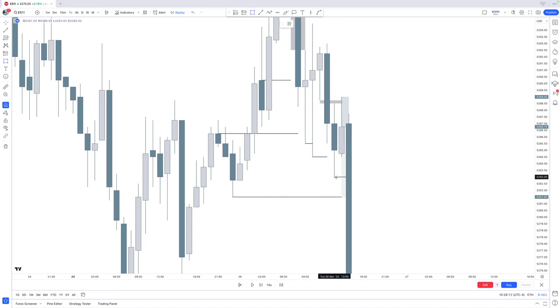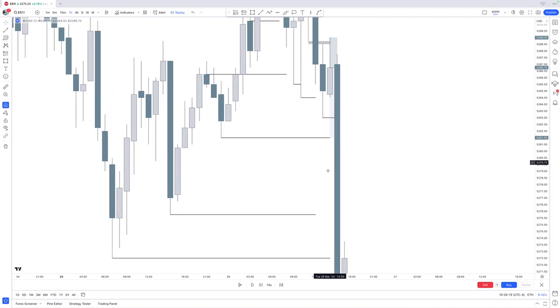If we are reaching this low, then we are most likely also going to reach that low right there. If we are going to reach this low, then we are most likely also going to reach that low right there, because there's no other resistance anymore. If we reach that low, then most likely we are also going to reach that low right there.